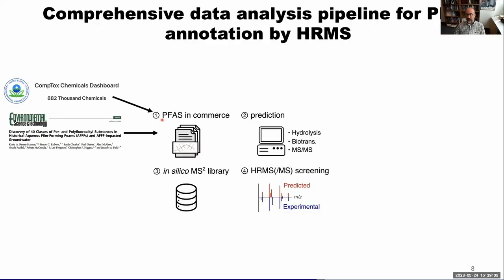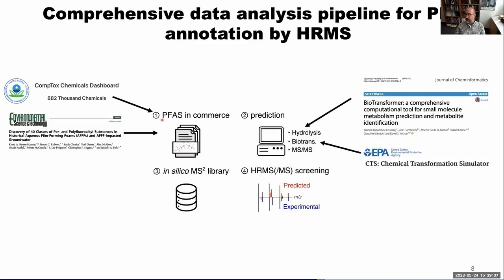We can take those lists of compounds and use cheminformatic approaches, such as biotransformation predictions or the EPA's chemical transformation simulator, to simulate and predict biotransformation products of these PFAS that are present in commerce. Okay, so now we're mimicking what might be happening in water treatment and wastewater treatment or in biological systems.